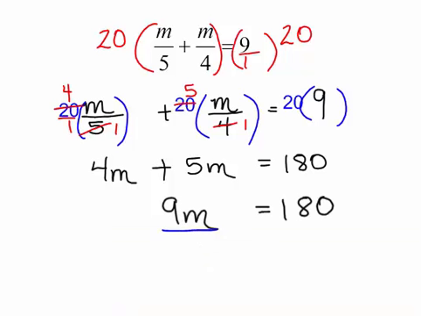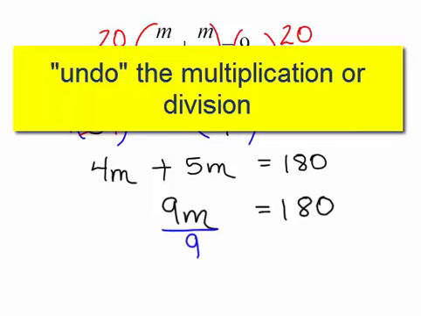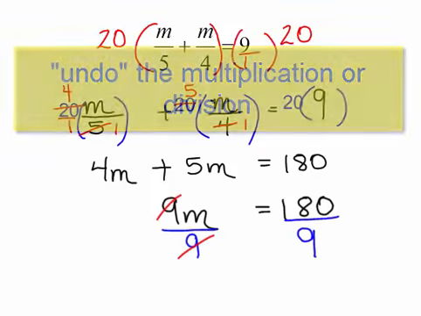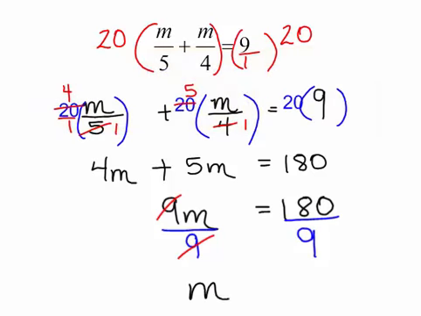Our variable is being multiplied by 9. Therefore, I'm going to divide both sides by 9. M will equal 180 divided by 9 is 20.